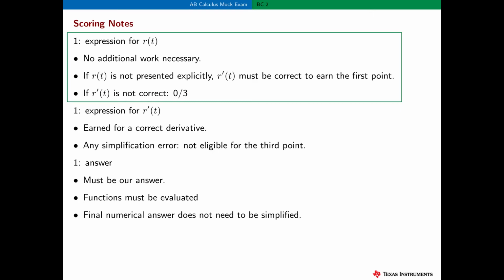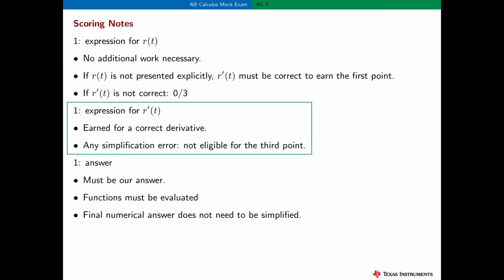If they go on to simplify incorrectly, for example as a function raised to an incorrect exponent, then they are not eligible for the second and third point. Since we didn't ask explicitly for an expression for r of t, some students will start this problem by writing an expression for the derivative r prime of t. Now, if it's correct, then the first 2 points are earned. If it's incorrect, then we really don't know where the student started, and so unfortunately the student earns 0 of the 3 points in this problem.